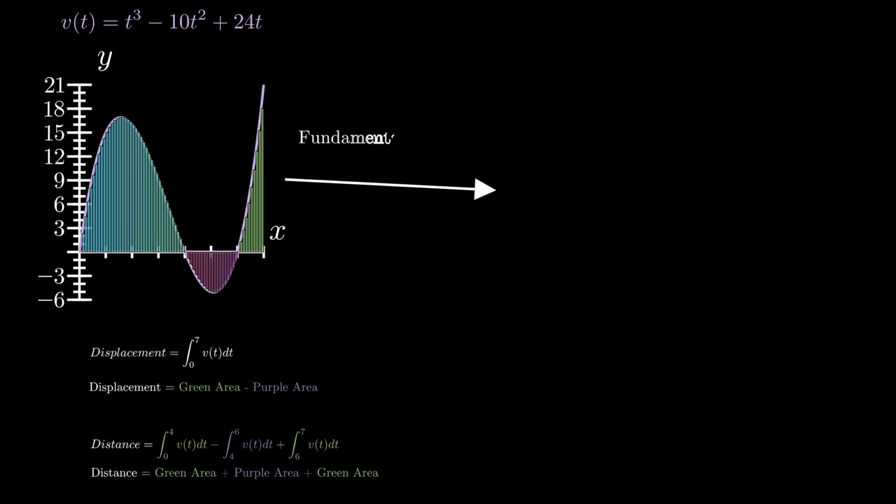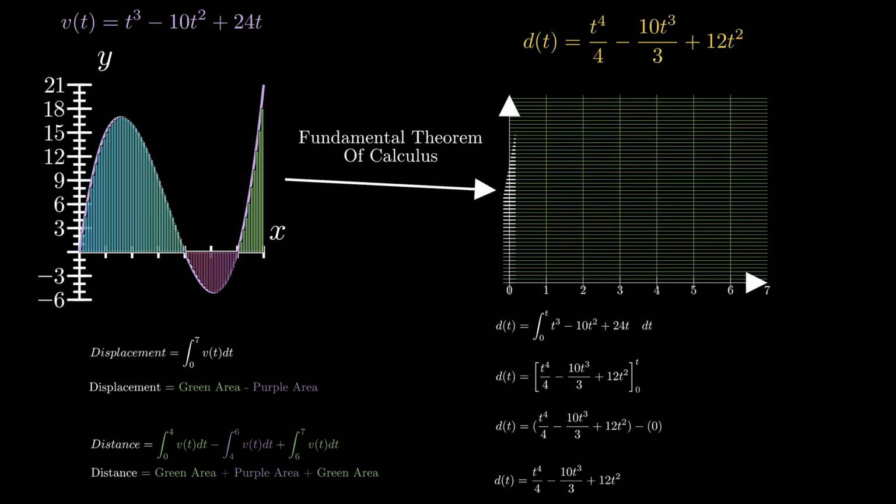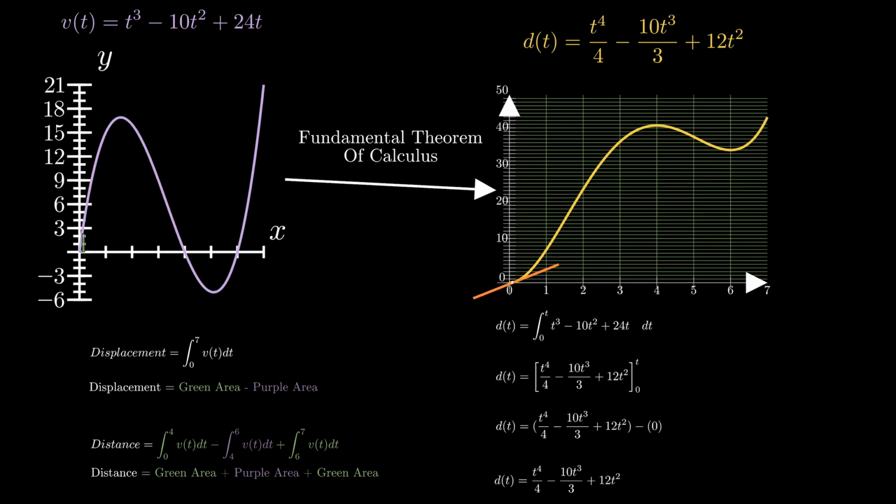This has a direct link with the fundamental theorem of calculus, where if we wanted to determine the displacement function of this particle, we would evaluate the integral of the velocity function. Doing this, we substitute in our upper bound and lower bound, and what we get is a nice function that describes the displacement of the particle. And this plays out exactly as we would expect.